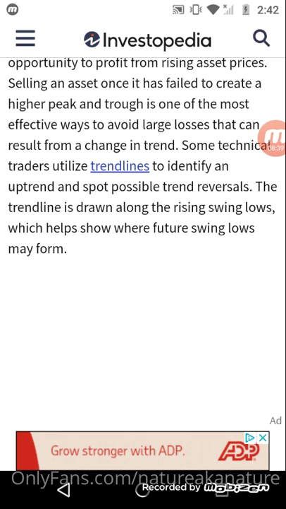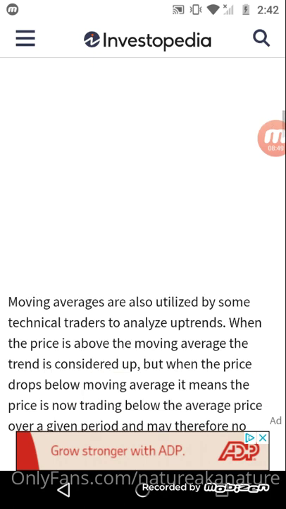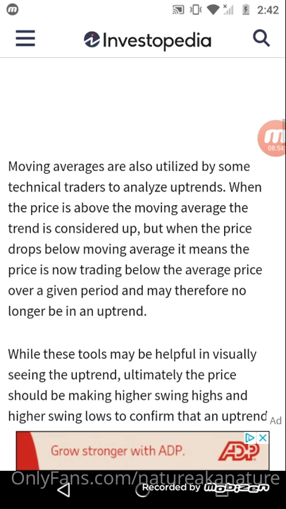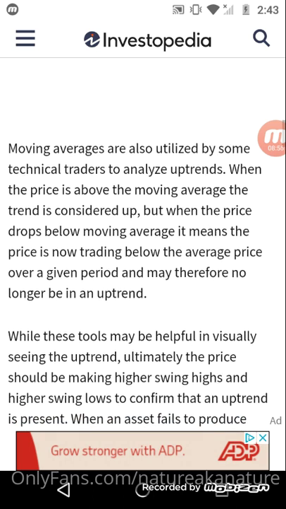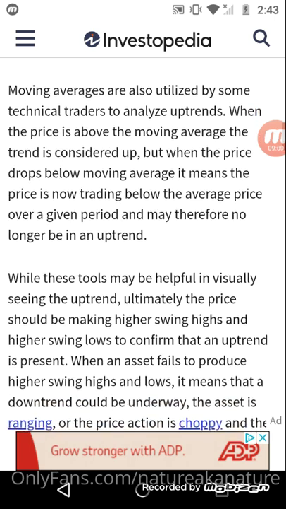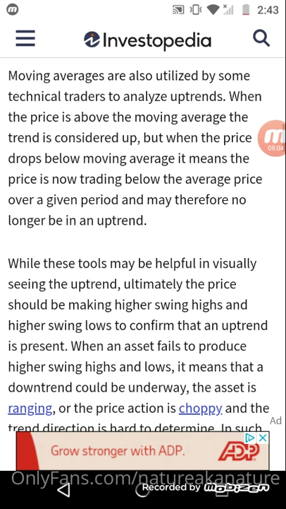Alright, so moving averages are also utilized by some technical traders. So we're gonna talk about moving averages too, to analyze uptrends. So when the price is above the moving average, the trend is considered up. But when the price drops below the moving average, it means that the price is now trading below the average price over a given period, and therefore it's no longer an uptrend. So these tools may be helpful in visualizing the uptrend.